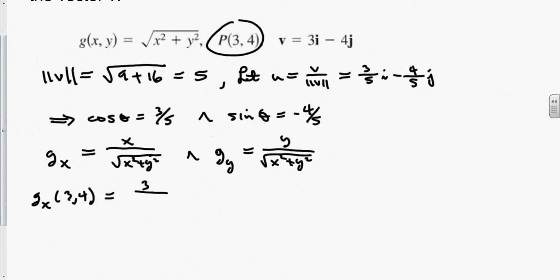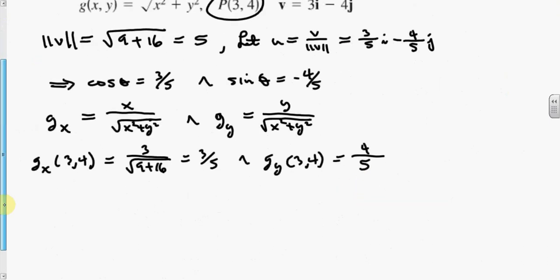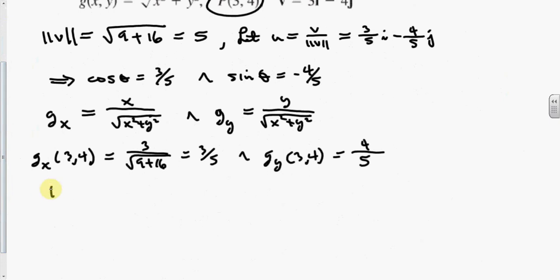So this is 3 all over the square root of 9 plus 16. So that's just 3 over 5. And the partial of g with respect to y at the point (3, 4) is 4 over 5. So now we find its directional derivative of f, well, this is g, in the direction of u at the point (3, 4).